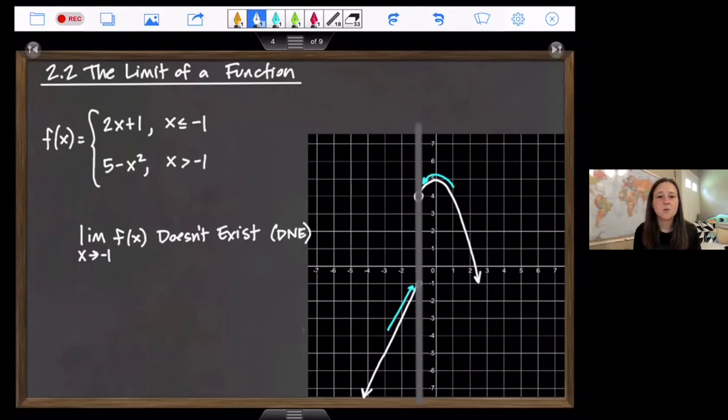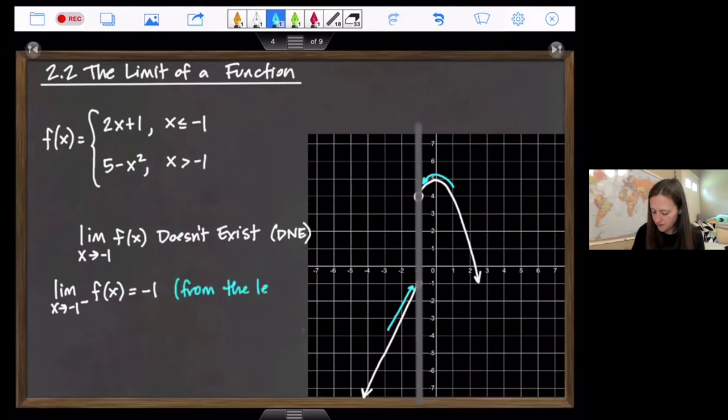So I'm going to introduce a new notation here. I'm going to say that the limit as x approaches -1, and I'm going to put a little negative superscript up there like it's an exponent. What that's going to indicate is that we're talking about the negative side of -1, meaning the left-hand side of -1. And we're going to read this as the limit as x approaches -1 from the left. So from the left, the limit of f of x is equal to -1. And again, we're saying from the left. And that's what that little superscript negative sign means.